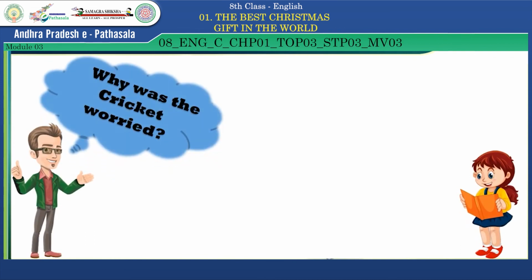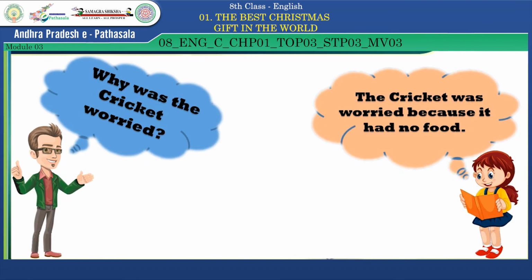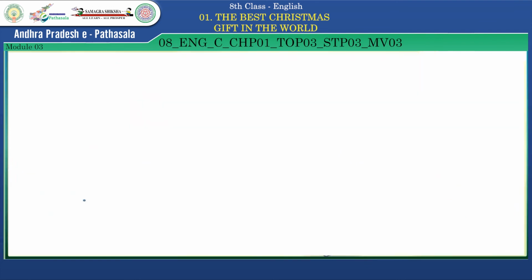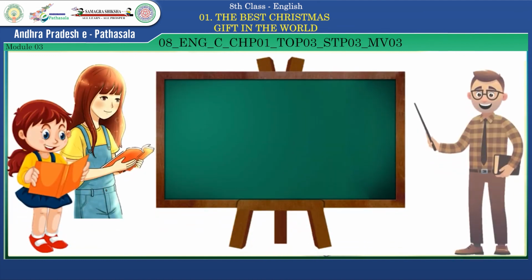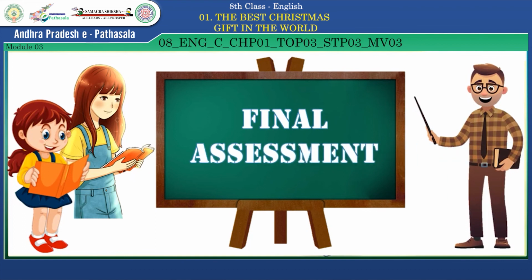Why was the cricket worried? The cricket was worried because it had no food. Students, we have completed past, earlier past, noun phrase and the poem The Ant and the Cricket. Now, let us go to the final assessment.